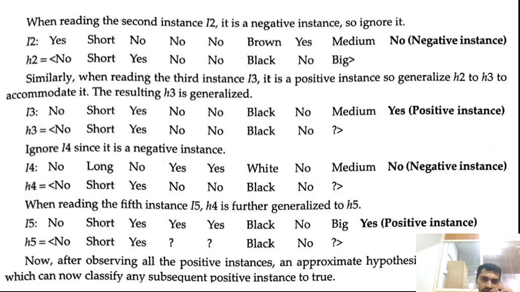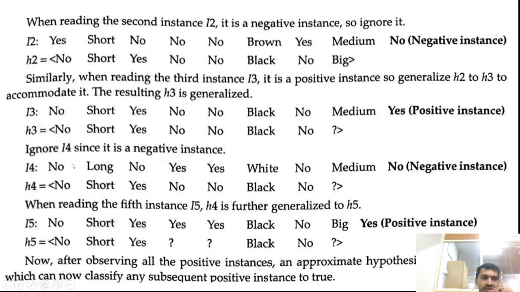So now it is time to generalize this and this, that is big and medium, right? Big and medium I will generalize by making it a question mark over here. Question mark means a general term which will consider any value, that is medium or big. So I have generalized it, specific to general.